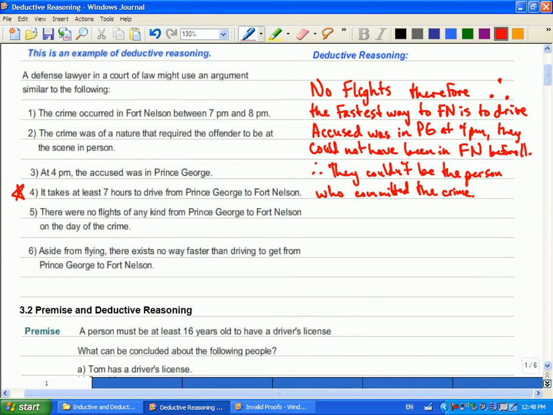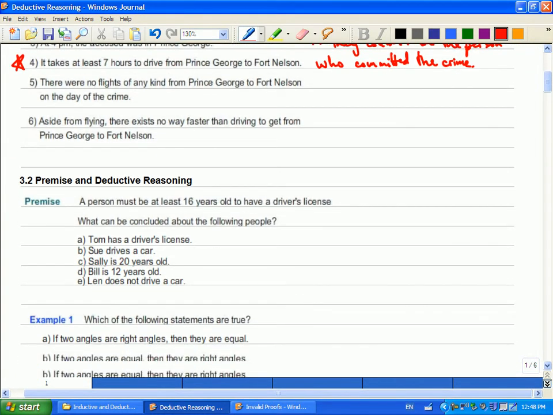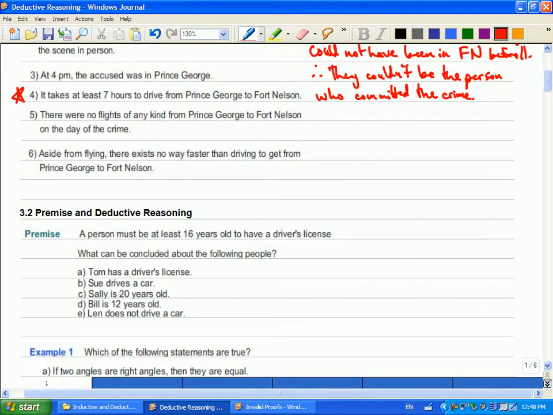Okay, so we'll take a look at another example. And we just want to think, what could we say about this person? If you have to be at least 16 years old to have a driver's license, what can you conclude if you know Tom has a driver's license? Yeah, Tom is greater than or equal to 16 years old. What if Sue drives a car? She might be doing illegal actions. Okay, 1 second. Victor, you want to say it again? She might be driving a car illegally.